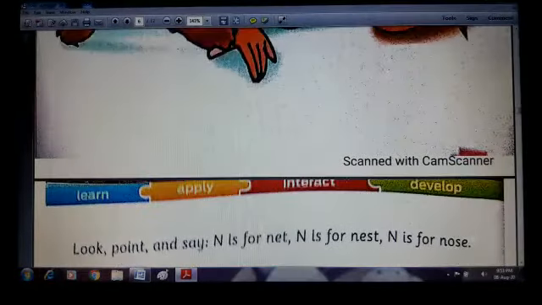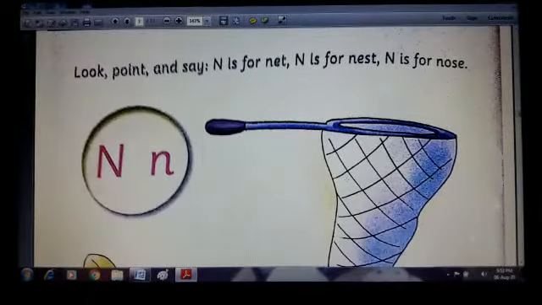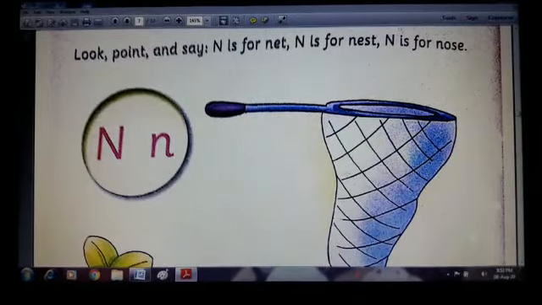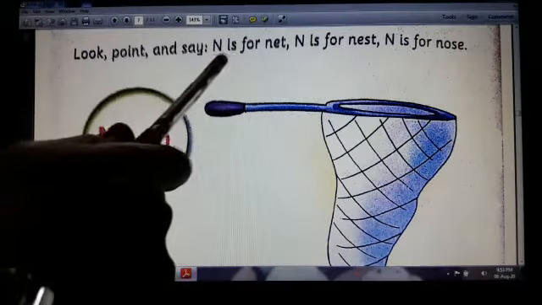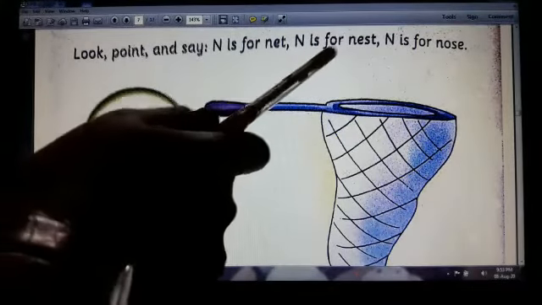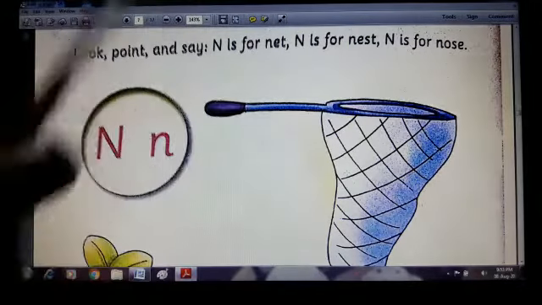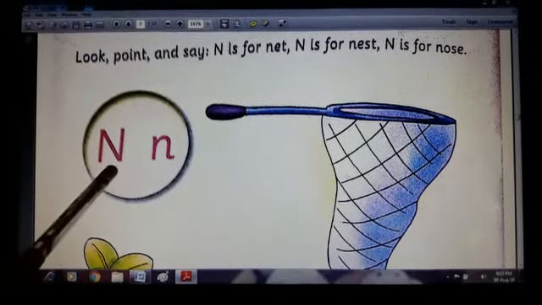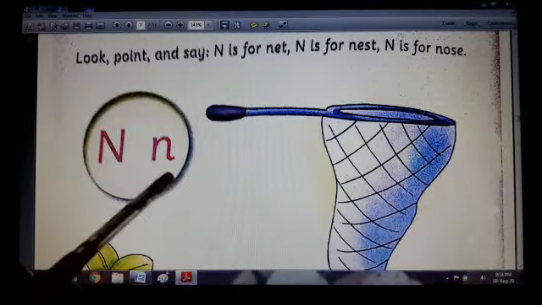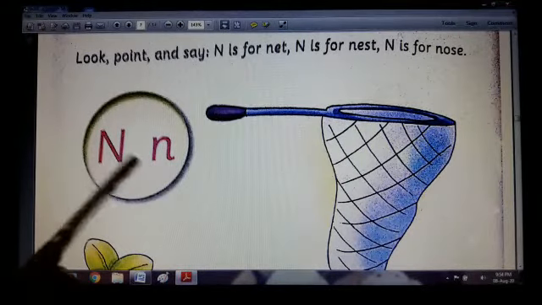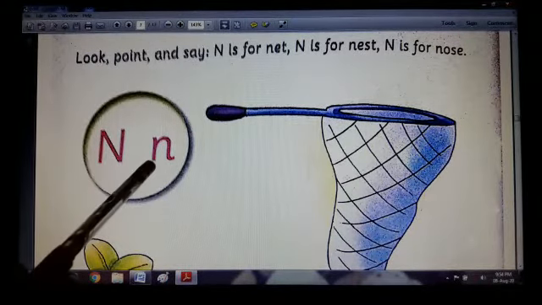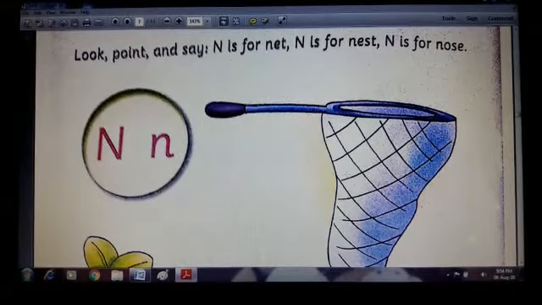And now today, 11th of August, we will learn look, point and say: N is for net, N is for nest, and N is for nose. This is capital letter N and this is small letter N. You have to write in your copies and you have to identify the capital letters and the small letters. Okay, now let us start.